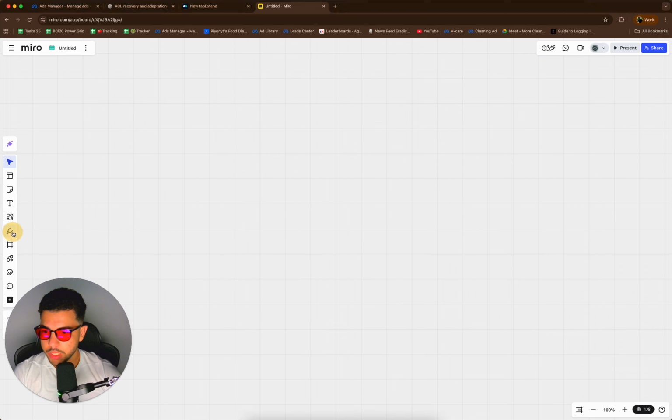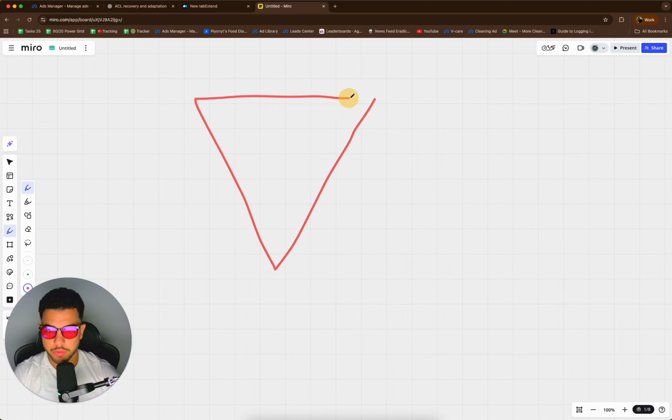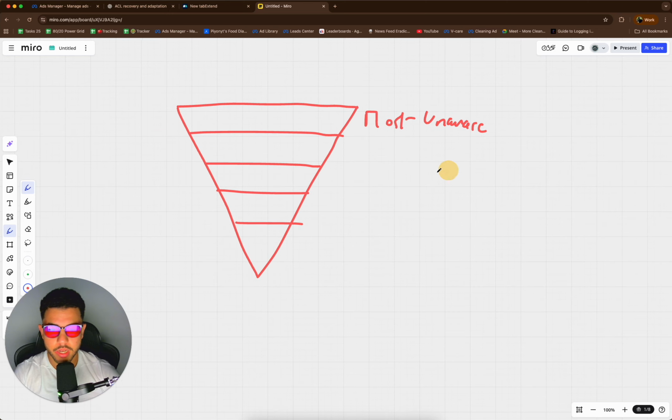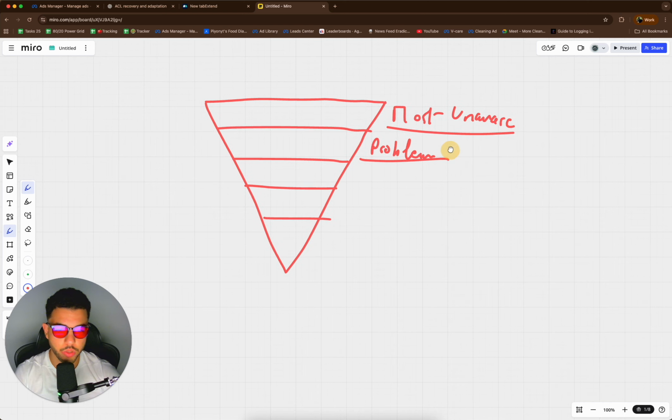All right, so basically what we have here is a little nice funnel, and these are awareness stages. So I think there are five. All right, we got five in here. So this is the most unaware. They don't know they have a problem and they're not aware of any solutions. This is, I think, problem aware. So they know they have a problem. They know they're struggling with something, but they don't know that there is a solution to it and they don't know how to solve it.